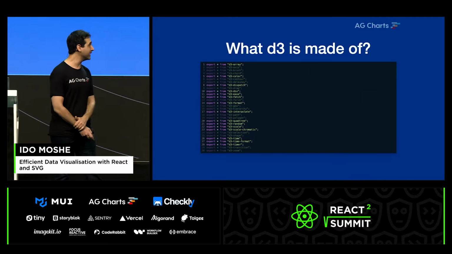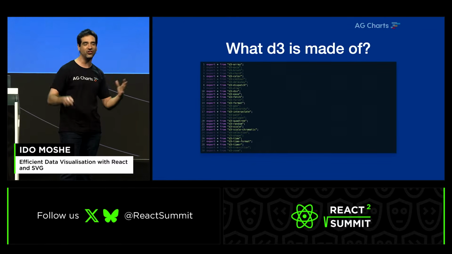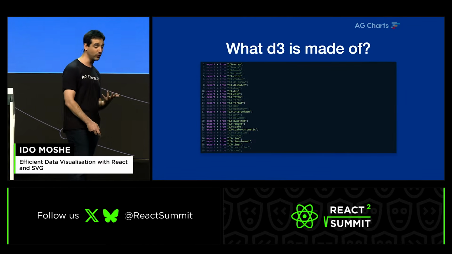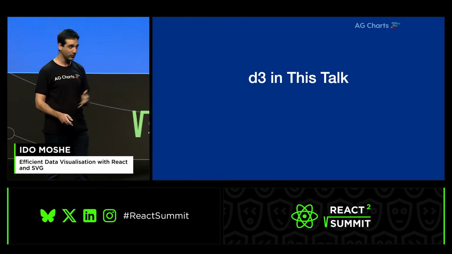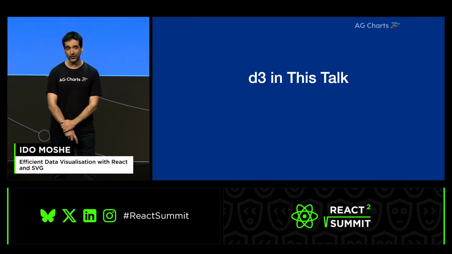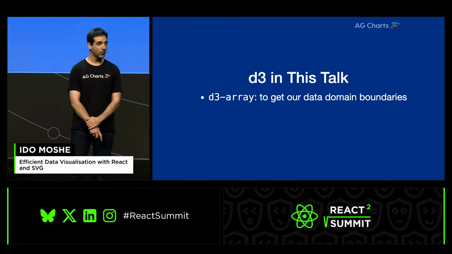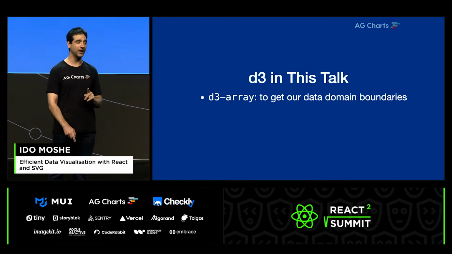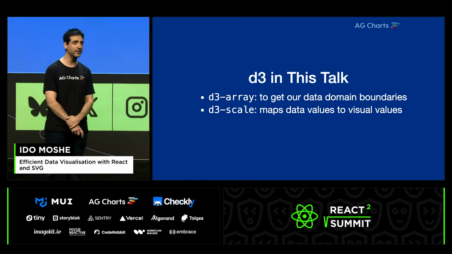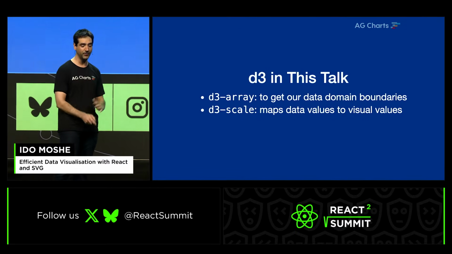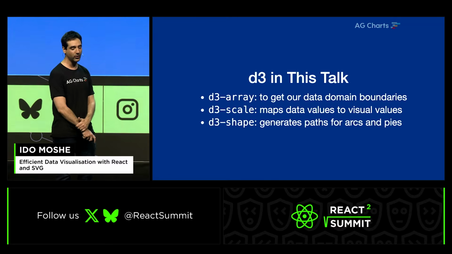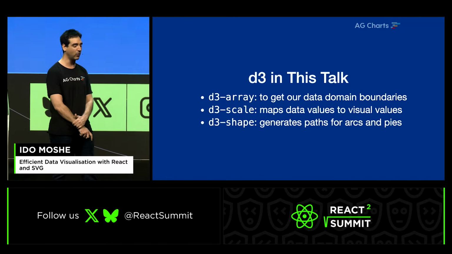A lot of these things are there because D3 wanted to be like the jQuery of data, so that you can use that and nothing else in order to represent your data. But when we're using React, it doesn't really align with that, and we don't need to take with us all of these libraries. So in this talk, we're only going to use 3 of the D3 libraries. We're going to use d3-array for one method that will help us get the minimum and maximum values out of our domain. We're going to use d3-scale for functions that will help us map our data values into visual values. And we're going to use d3-shape, which will help us with creating those SVG paths for arcs and pies.